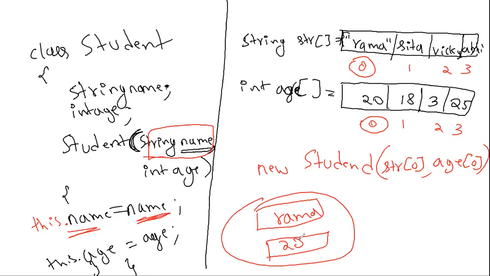But don't you think this new object's reference should be given somewhere? Because I don't know how many such objects I have to create. Don't you think I have to do binding for one object, two objects, three and four? I have to do four bindings. Don't you think that four is dependent on the length of the array str or the length of the array age? Because however many names there are, that many bindings we have to do.